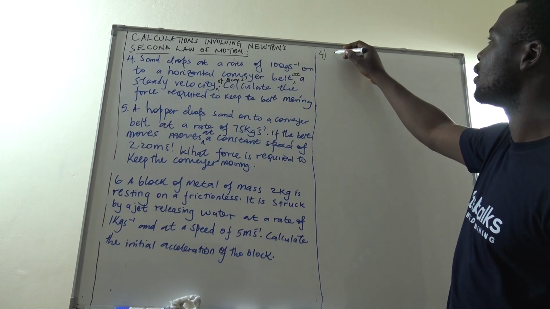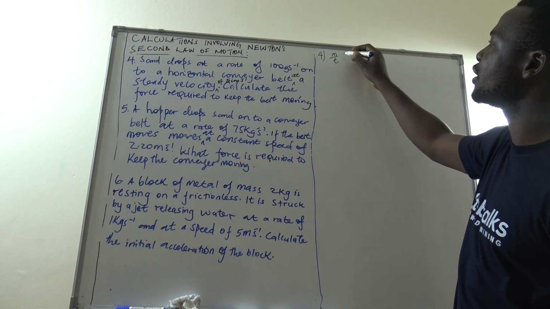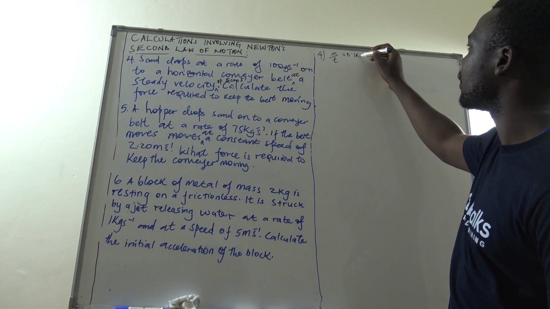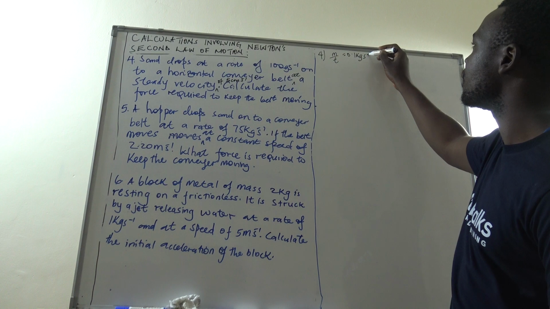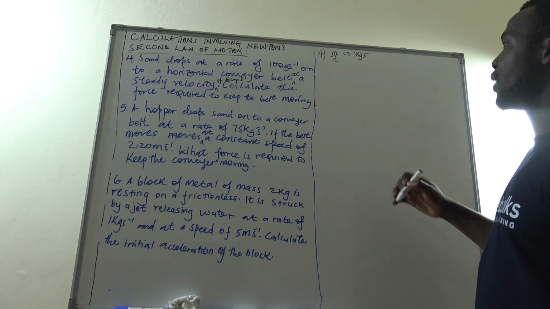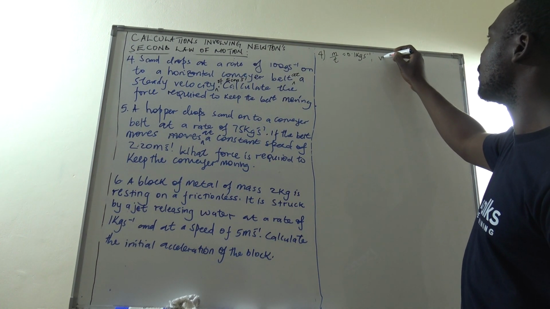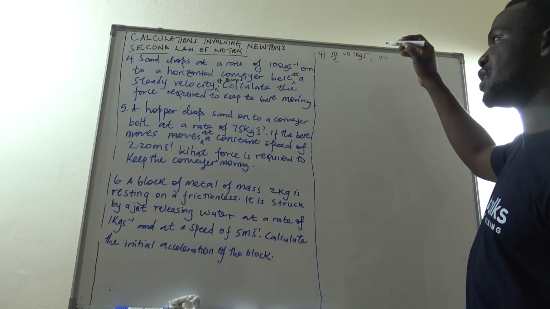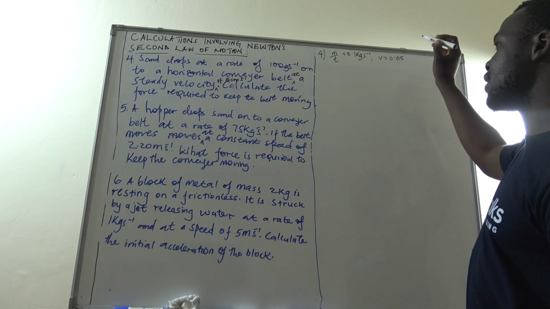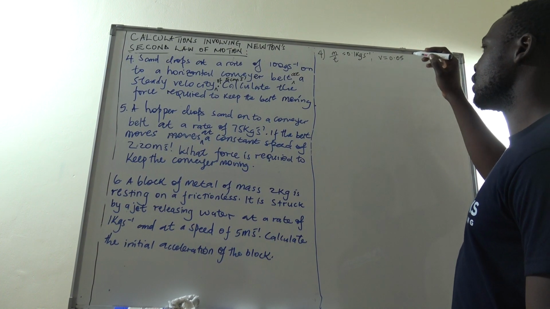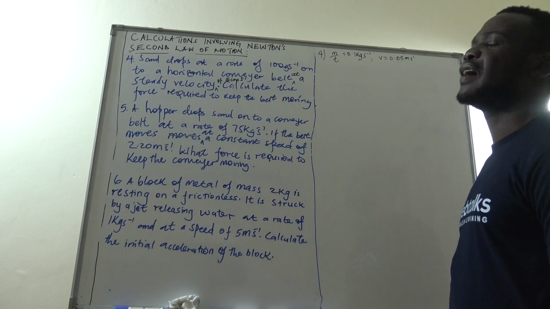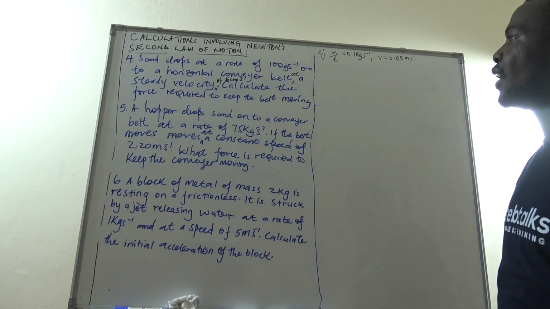Let us collect the data. From the question, we have the mass rate as 100 grams, but we prefer to have our things in SI units, which will be 100 divided by 1000, that gives us 0.1 kilograms. Then we have the velocity u as 5 centimeters per second. This one we shall also divide by 100 to get 0.05 meters per second.